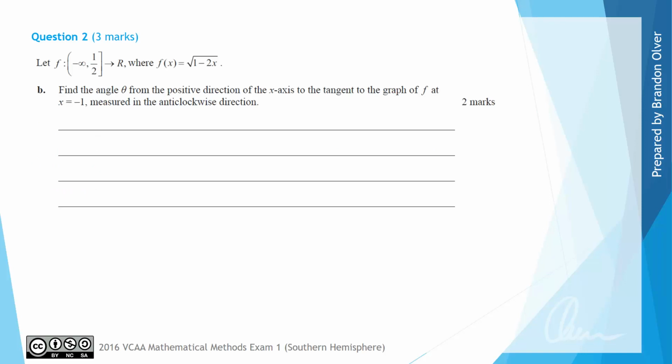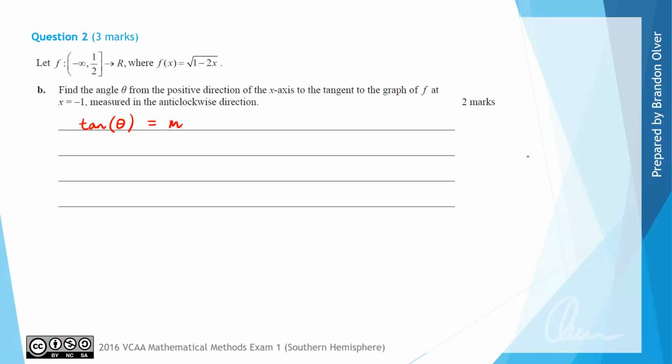For part B of this question, we're asked to find the angle theta from the positive direction of the x-axis to the tangent to the graph of f when x is equal to negative 1. And the angle is to be measured in the anti-clockwise direction. So for this question, we need to remember that tan theta is actually equal to the gradient. So the tan of an angle is equal to the gradient of a straight line.